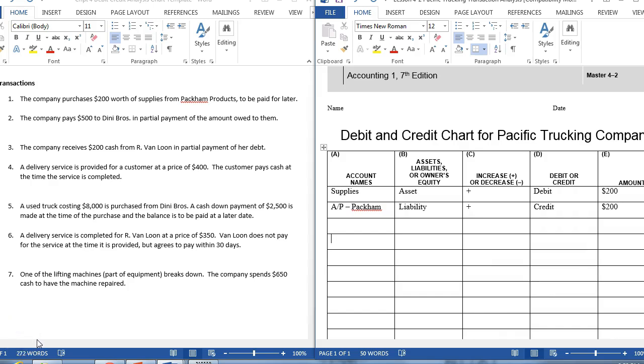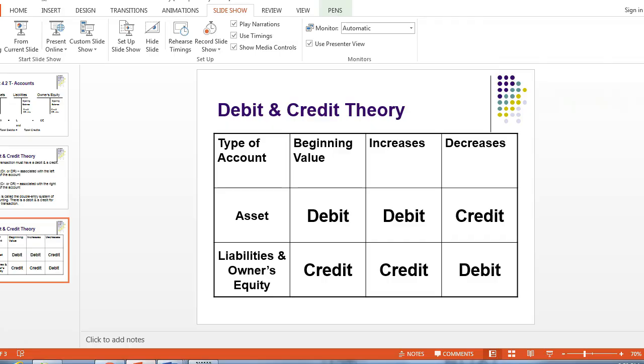Well, the company pays $500 to Dini Brothers in partial payment of the amount owed to them. So Dini Brothers must be in accounts payable. So we know that accounts payable, Dini Brothers, is impacted. We know that's a liability account. We're paying them back, which means that we now owe them less. So this is going to be a decrease to our liability, and we know that liabilities decrease on the debit side. So see right here, the debit side.